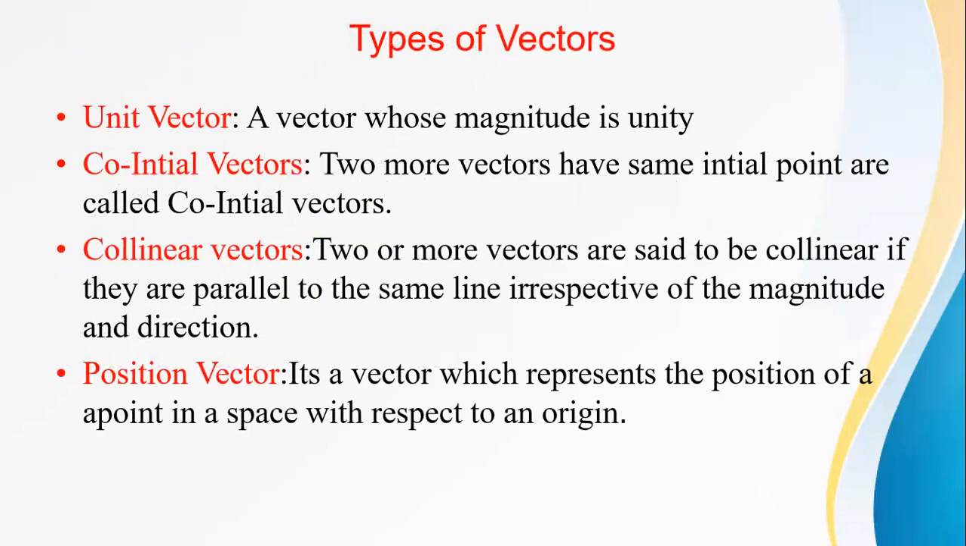Types of vectors. Unit vector: a vector whose magnitude is unity is called a unit vector. Co-initial vectors: two or more vectors having the same initial point are called co-initial vectors. Collinear vectors: two or more vectors are said to be collinear if they are parallel to the same line, irrespective of the magnitude and direction. Position vector: it is a vector which represents the position of a point in space with respect to an origin.